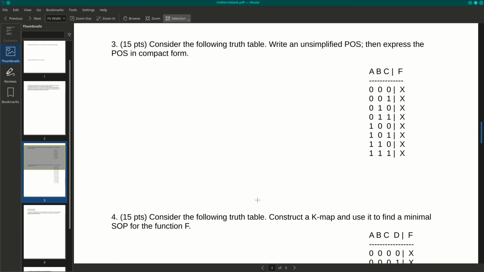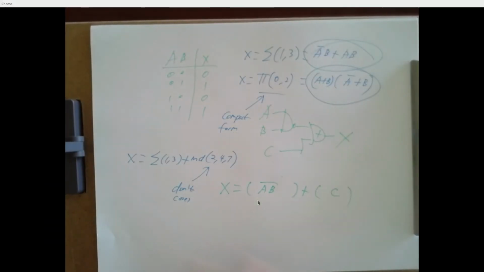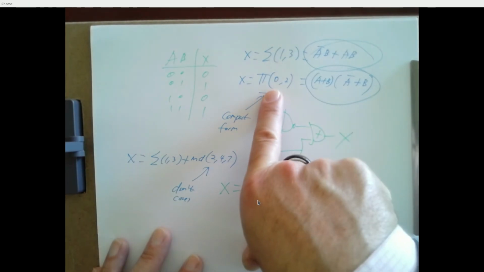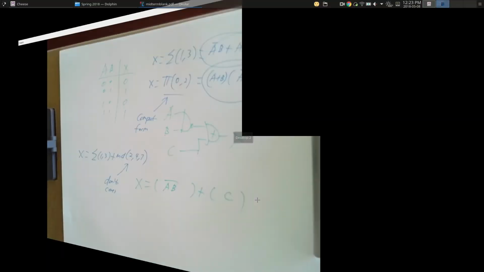Question 3, I'll give you a truth table. The inputs will be called ABC, the output will be called F. And I'll ask you to write an unsimplified product of sums and then write the product of sums in compact form. So that's going to be both of these notations, right? This is the unsimplified product of sums, this is the compact form. So you want to be able to do both of those.